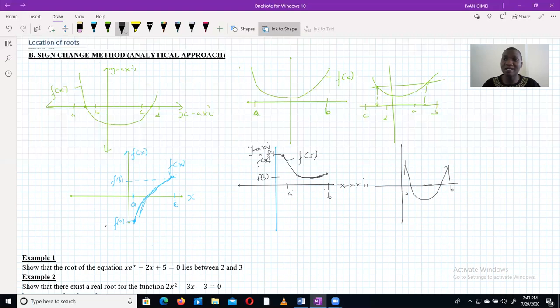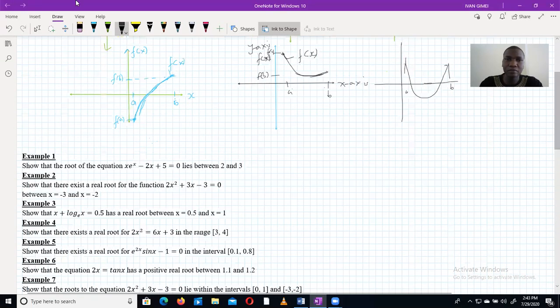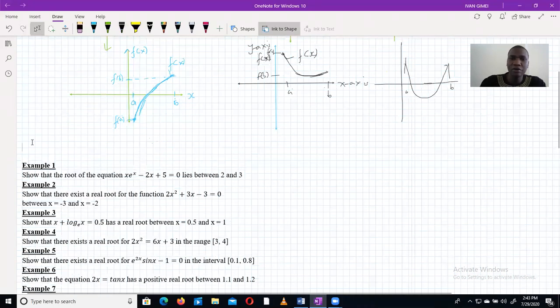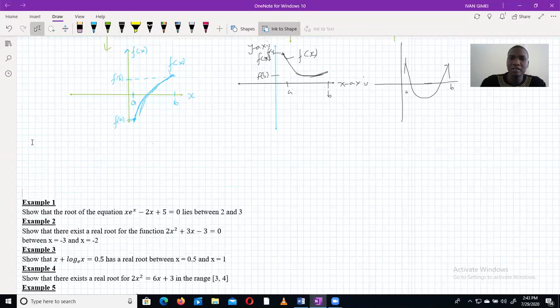Or if the question says, show that there are roots using sign change, then that means you have to split the interval, identifying those different intervals within which the root lies. Okay, so that's what we do. How do we handle such questions, then? How do we handle these challenges?